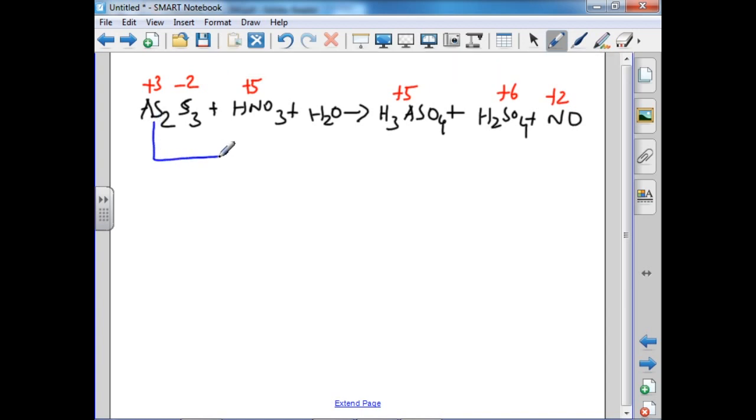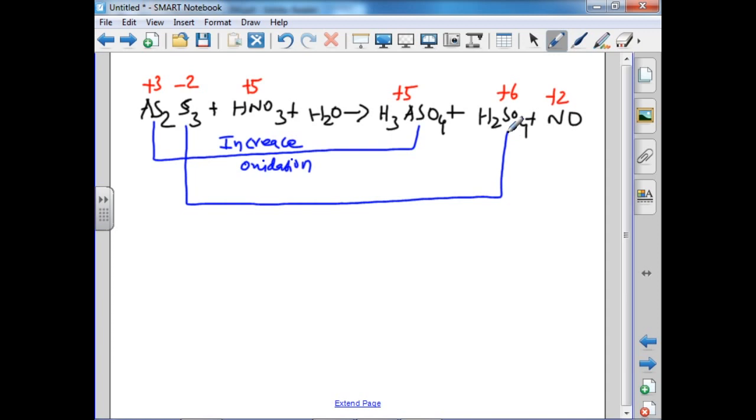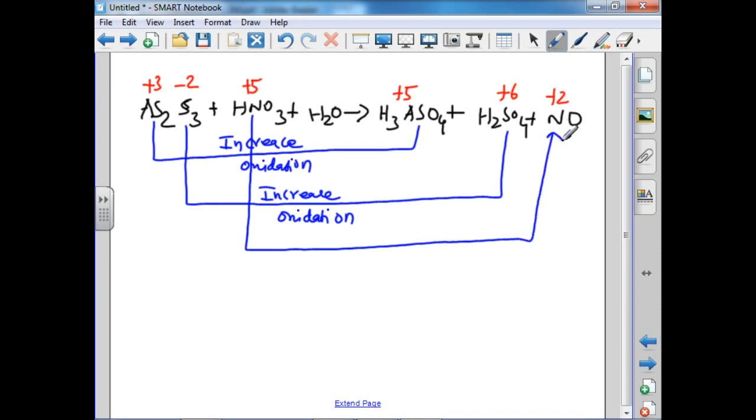So plus 3 to plus 5 increases, oxidation. -2 to plus 6 increases, oxidation. Plus 5 to plus 2 decreases, reduction.